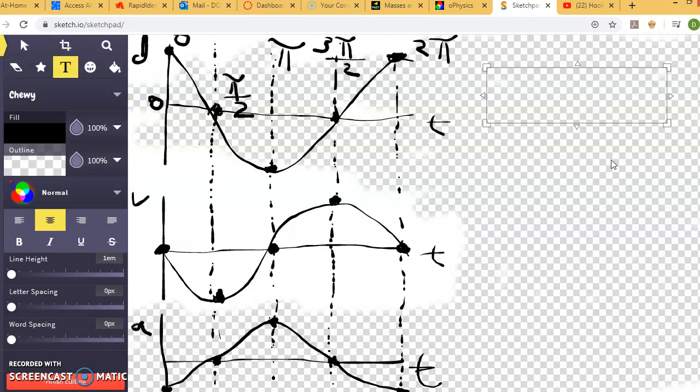So there's an equation for our displacement graph. Displacement is equal to A cosine of omega t. That is the equation for this graph. Some of you who are in pre-calc or very mathy will see that this curve is a cosine graph, right? It's some function of x cosine theta.